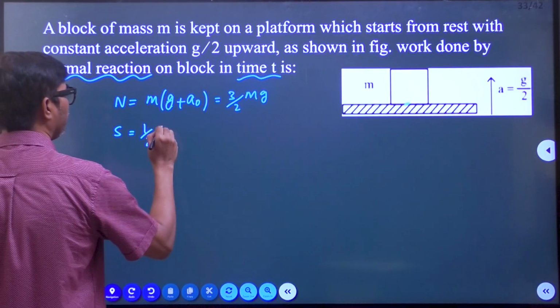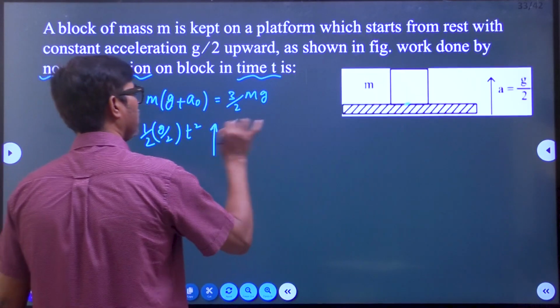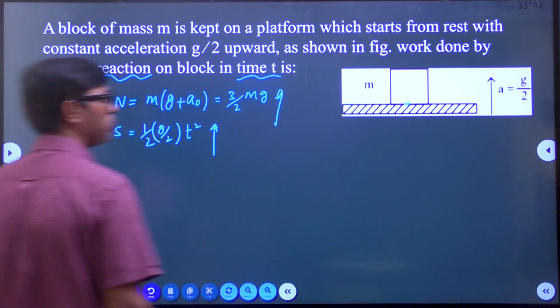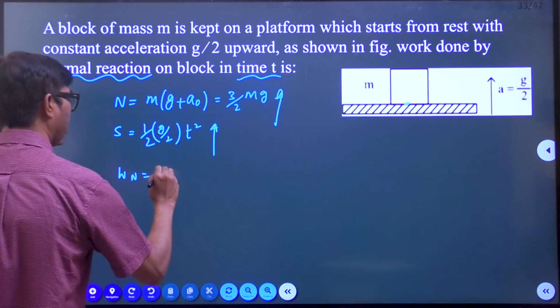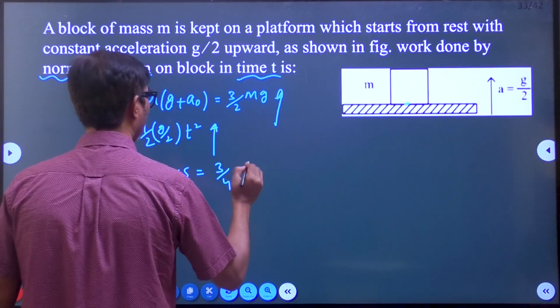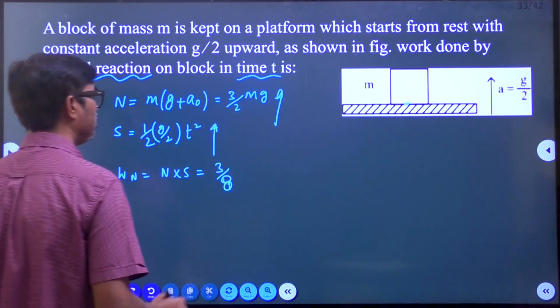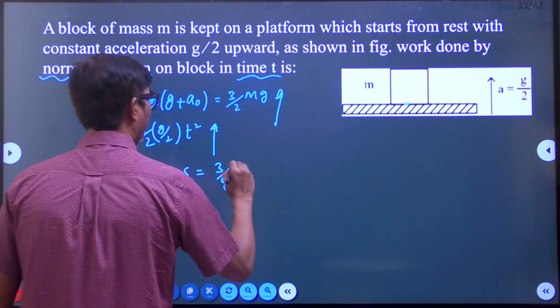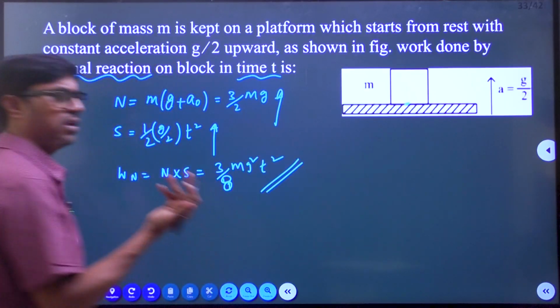It's going up, with displacement of G by 2 into T square. This is upwards. Normal reaction is also upwards. Work done will be positive. So work done by normal reaction equals N into S directly. So what do I get? 3 by 4 into 2, 3 by 8, 4 into 2 is 8, no? 3 by 8 M into G square T square. That's the answer. Okay. Very straightforward.